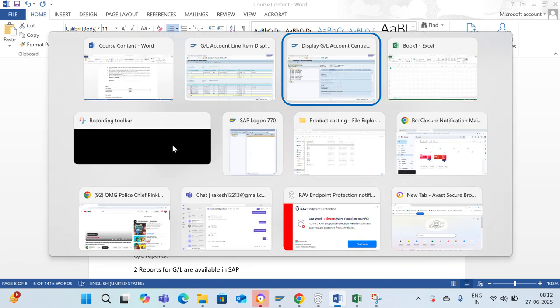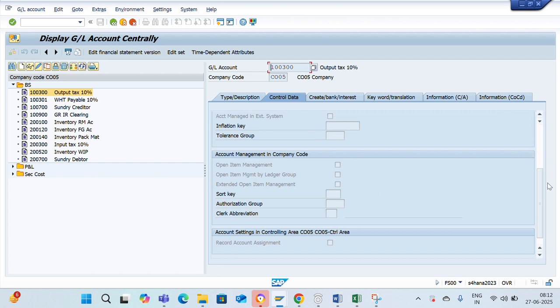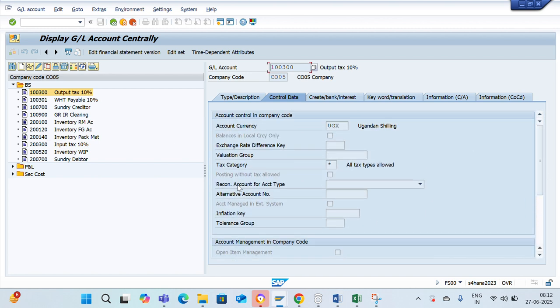Let us see in the GL account master data where this control exists. You can see the reconciliation account for account type. This particular field has asset, customer and vendor. If this field is blank, that means the GL account is a non-reconciliation GL. But if it is filled with asset, customer or vendor, then it is a reconciliation GL account.